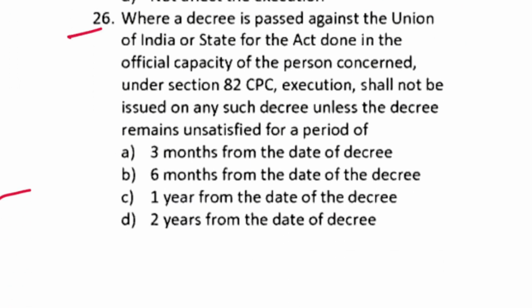Next 26. Where a decree is passed against Union of India or state for the act done in official capacity of the person concerned, under section 82 CPC, execution shall not be issued on any such decree unless the decree remains unsatisfied for a period of 3 months from the date of decree. A is the answer.